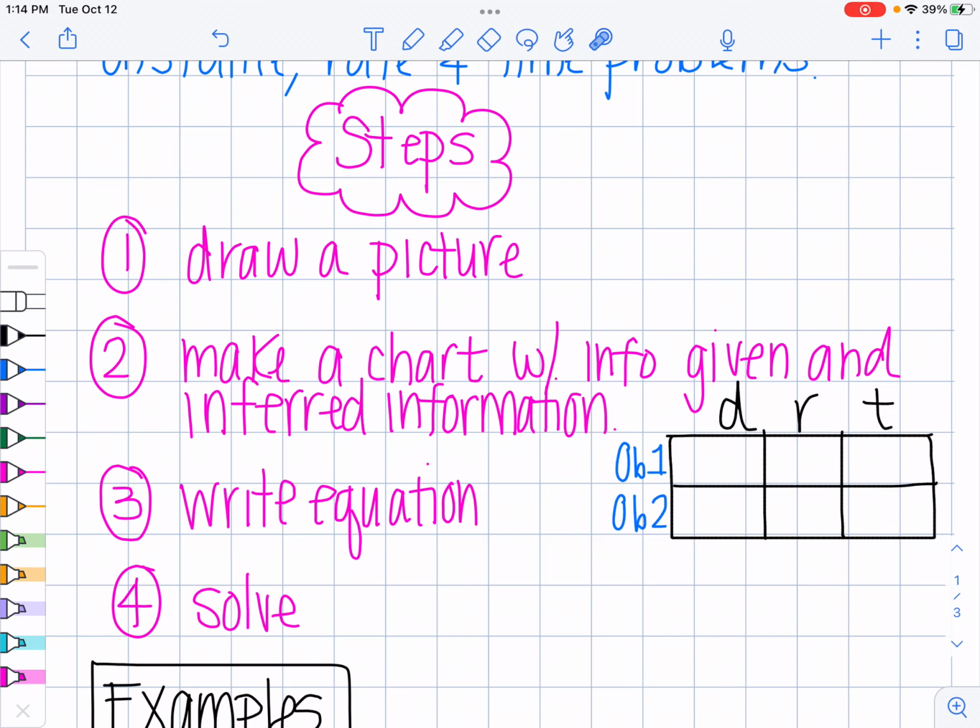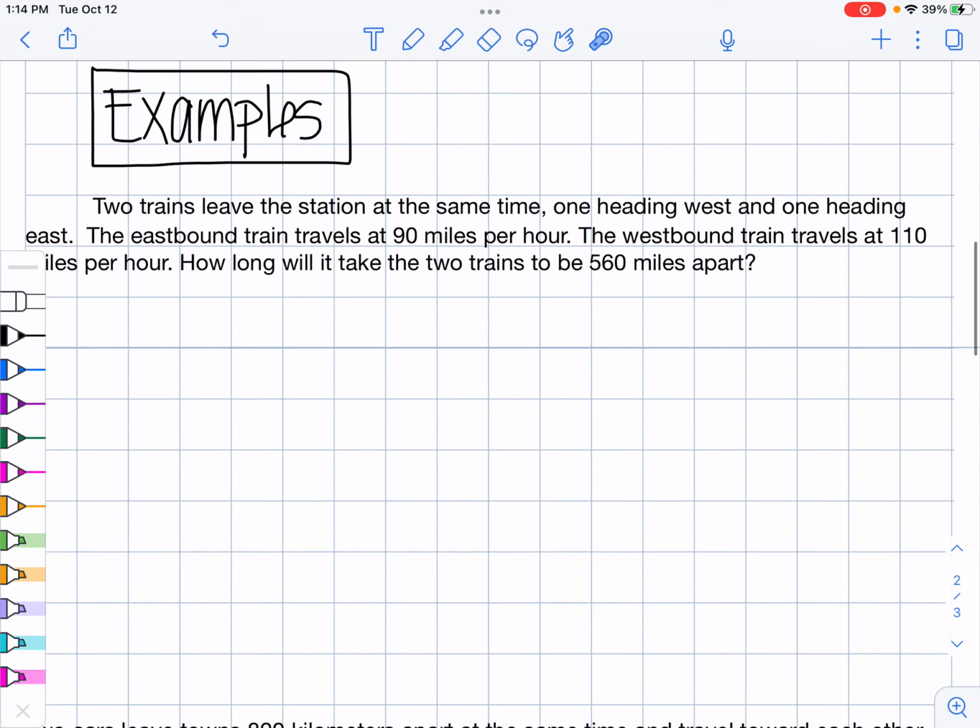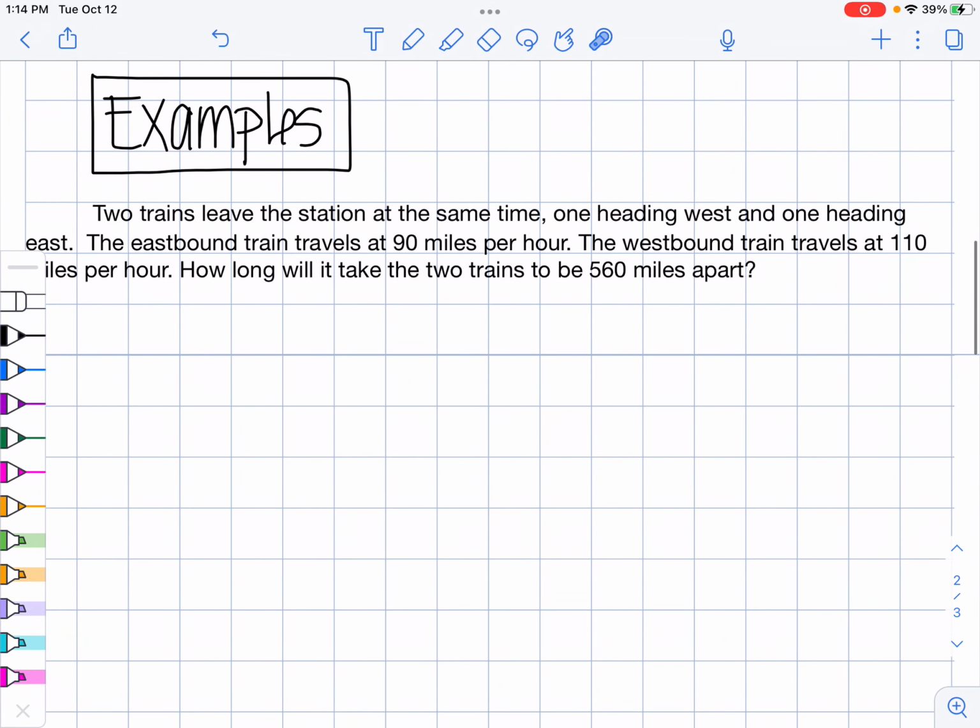I have 3 different examples for you because there's kind of 3 different types of these problems. Hopefully this will help give you some better understanding of how to do these story problems because they can be kind of tricky. I did type them out just because my writing is big and I didn't want the whole story problem to take up the whole screen. So we're going to read it first and then we're going to draw a picture and make our chart.